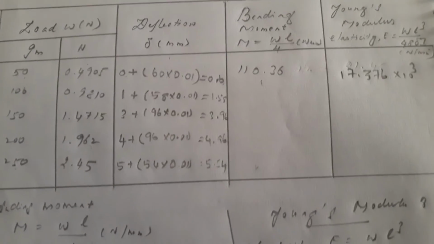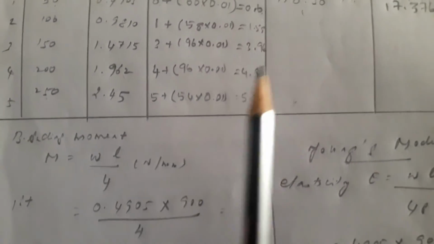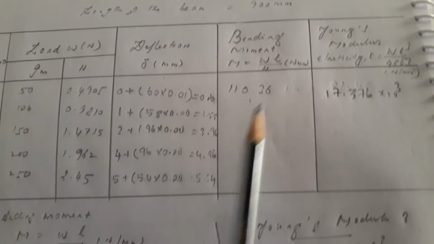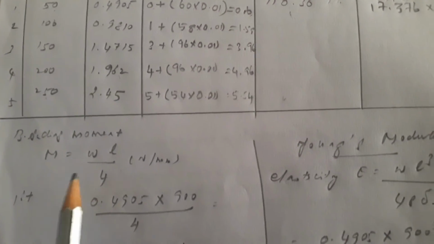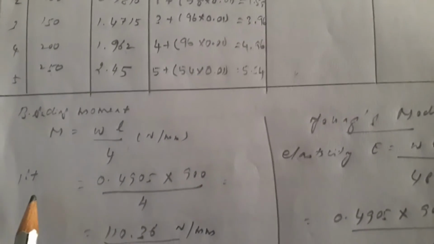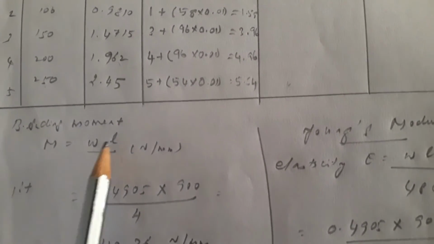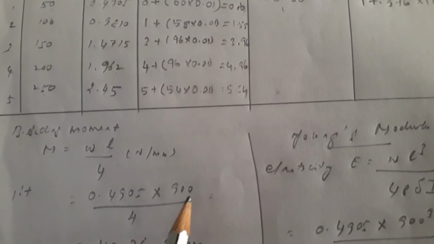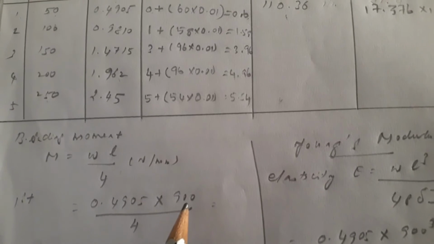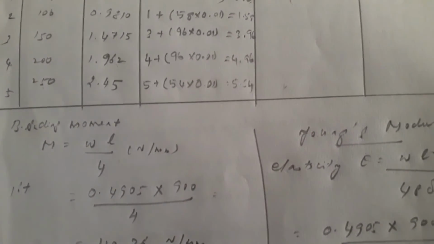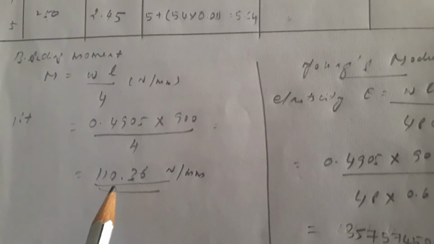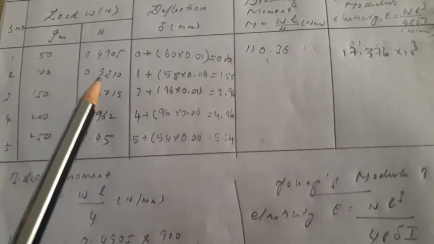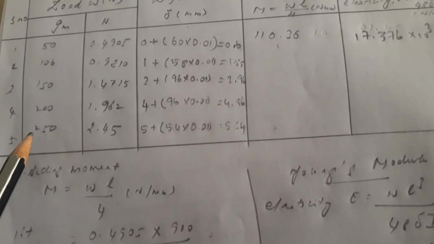Okay, so now I am going to calculate the bending moment. The formula is M is equal to WL by 4 Newton per mm. For the first reading, W load is 0.4905 into 900, L means span length, divided by 4. So the final answer is 110.36 Newton per mm for the first reading. The same procedure you repeat again up to the fifth reading.